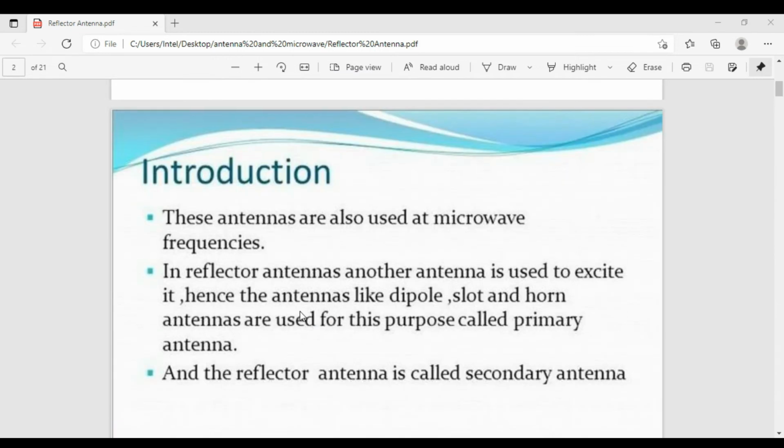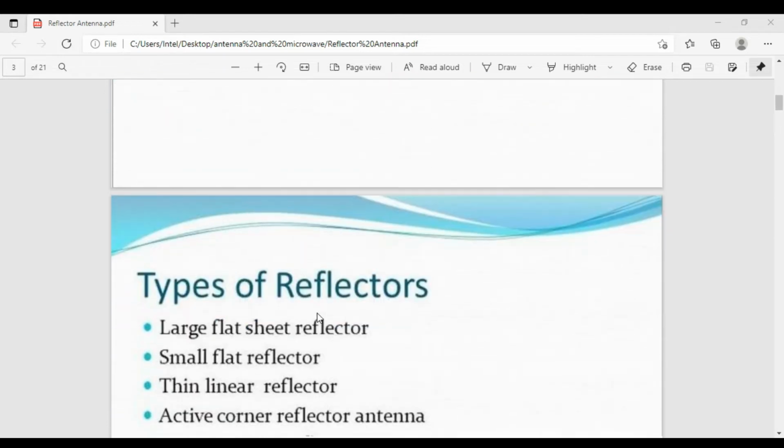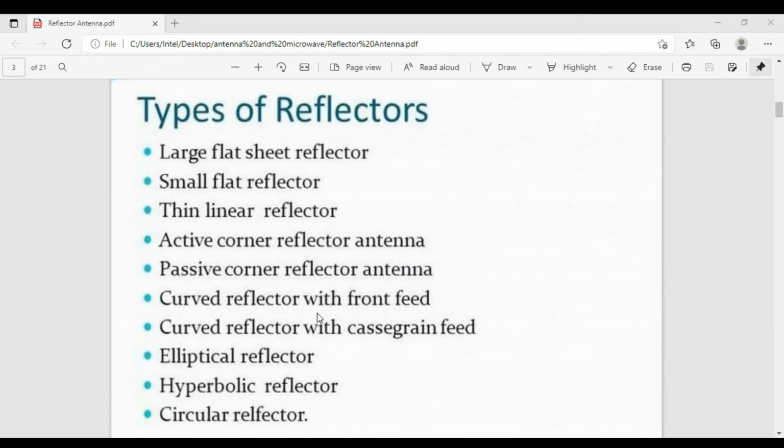These types of antennas are used at microwave frequencies. In reflector antennas, another antenna is used to excite it. Hence antennas like dipole, slot, and horn antennas are used for this purpose, called primary antennas, and the reflector antenna is called the secondary antenna, as already explained. Then, types of reflectors.